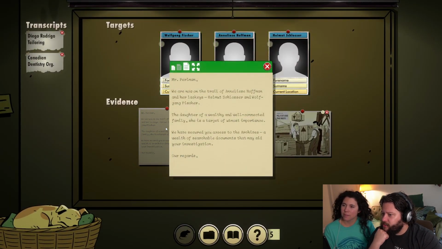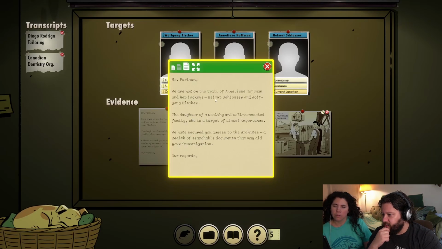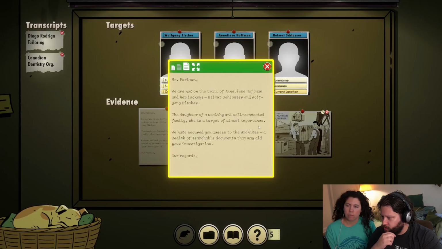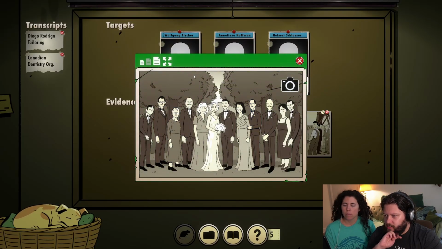Mr. Perlman. We're now on the track of Annalise Hoffman and her lackeys, Helmut Schlosser and Wolfgang Fischer. The daughter of a wealthy and well-connected family, she is a target of utmost importance. We have secured you access to the archives, a wealth of searchable documents that may aid your investigations. Our regards, unsigned.